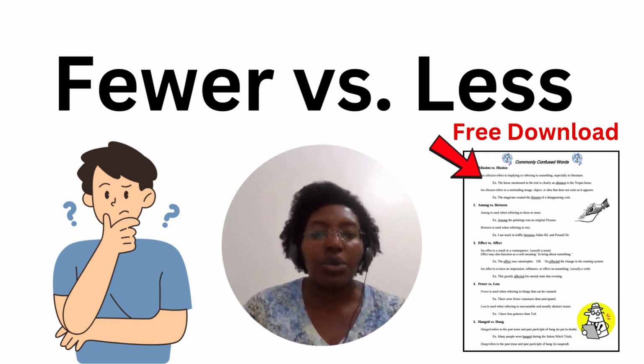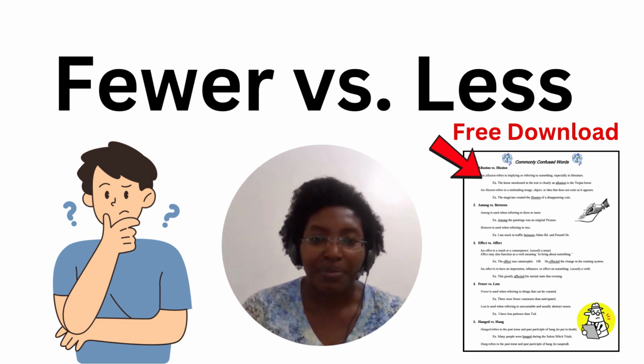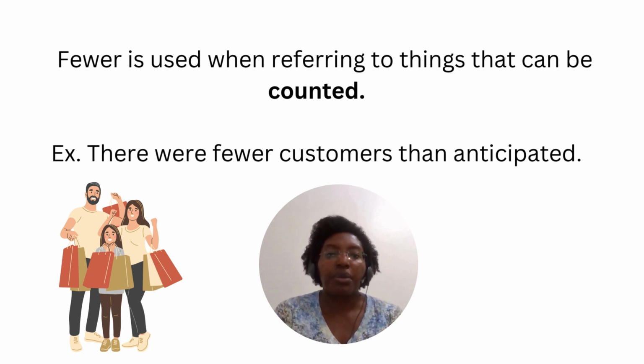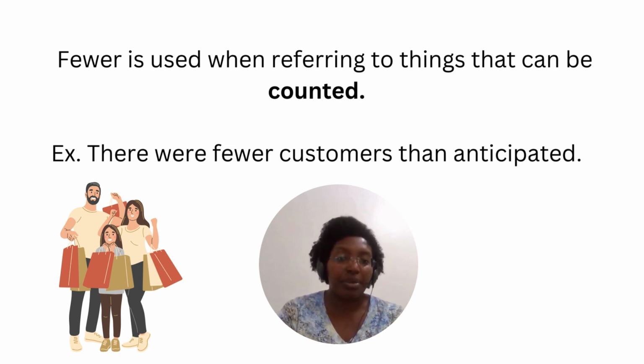First up, fewer versus less. Fewer is used when referring to things that can be counted. For example, there are fewer customers than anticipated. So we can count customers, one customer, two customers, three customers. So fewer with things that we can count.